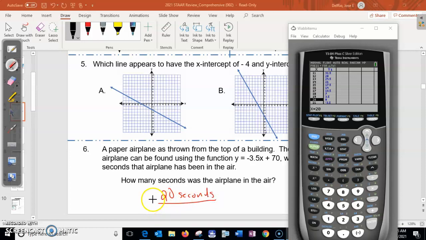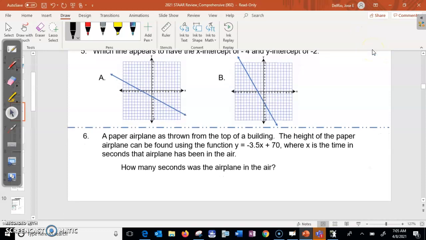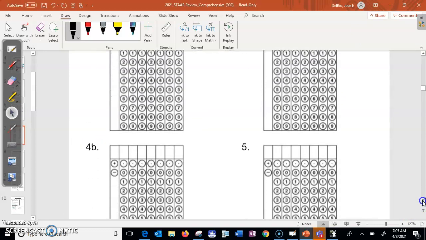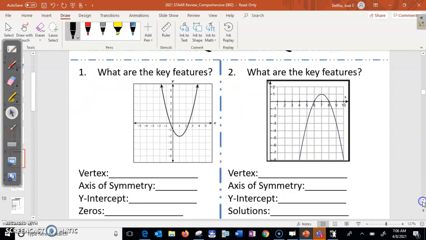And done. All right, let's continue to the next. So for the next one, guys, we are going to be talking about key features of a quadratic. Now, of course, these are the bubble in guys. You bubble in the answers.